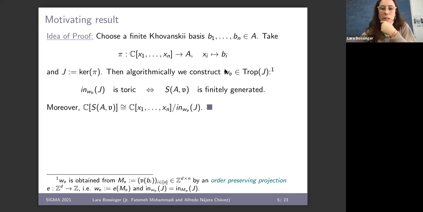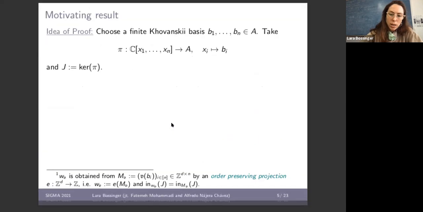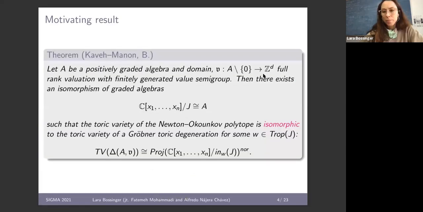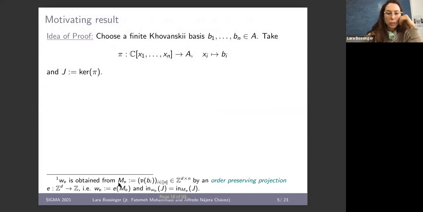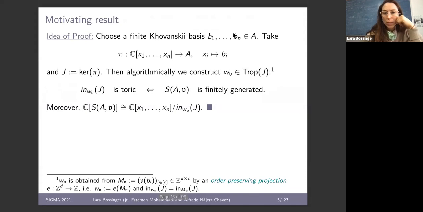And the trick to construct this weight vector is also a standard one. All we need is an order preserving projection from Z^d to Z, where Z^d is the codomain of the valuation. All we do is consider the valuations of the Khovanskii basis elements and project them one by one onto Z to get a weight. Then we get a certain set of finitely many conditions coming from a Gröbner basis for the ideal J, that ensures that this weight vector we obtain by projecting the valuation actually gives us the right initial ideal.